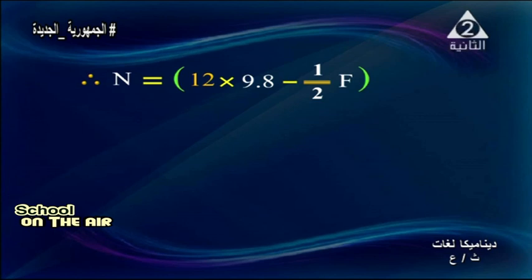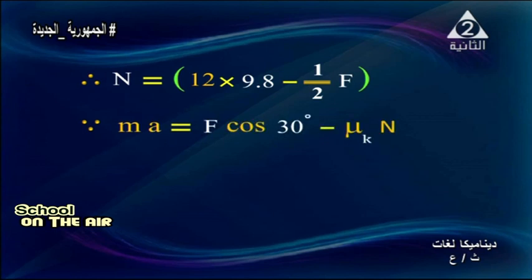The second equation, MA equals F cosine 30 minus mu K N. Now, because the body moves with an acceleration, then we use the equation of Newton's second law. MA equals the resultant of the forces acting on the body. MA equals F cosine 30 minus mu K N.